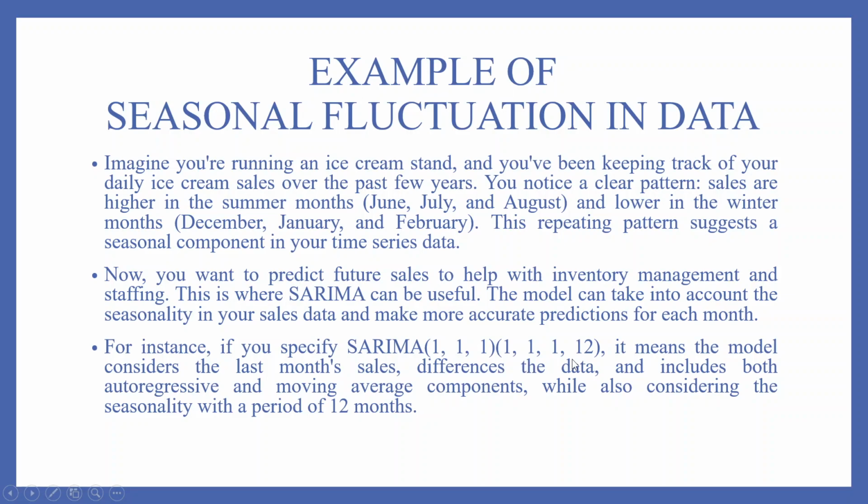Now let's talk about the second bracket: seasonal AR, seasonal differences, and seasonal MA. 12 is the length of the cycle. It means that the model considers the last month's sales, differences the data, and includes both autoregressive and moving average components, while also considering the seasonality with the period of 12 months.